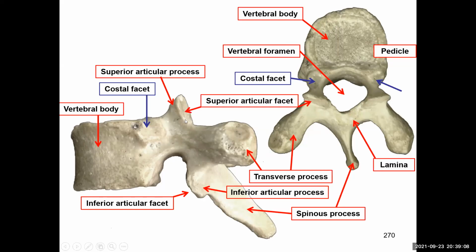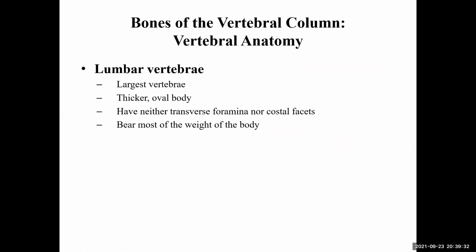But now on the transverse process and on the vertebral body, you'll notice here on the side, we have our costal facet, and that's where the head of the rib is going to articulate. And then you've got another facet over here, and that's where the tubercle of the rib is going to articulate. When we get to the ribs, you'll see that better. All right, let's jump into the lumbar vertebrae.